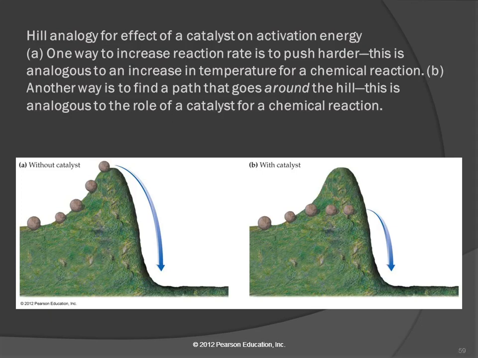So here's the book's example with rocks on a hill. And you've got to push this rock all the way up here to get it to fall down. Or you could find a path around the peak of the hill and push them around this way. And that's going to be a lot faster because you don't have to go all the way up here. It's a lot less energy involved. So a catalyst provides an alternate pathway.